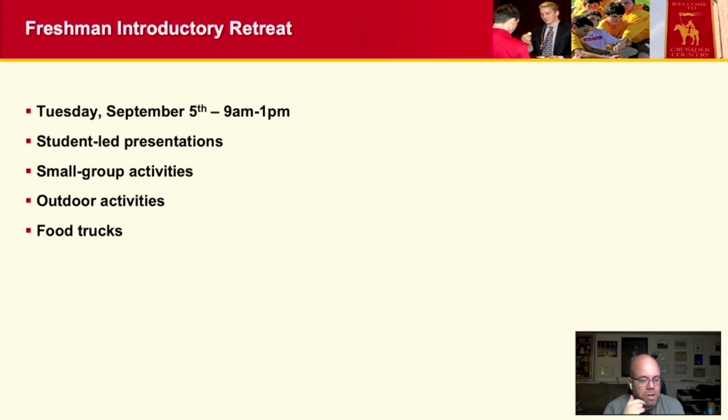It'll be a good opportunity for the boys to meet one another, those that haven't met a lot of their classmates. So it's definitely a good time. So that's next Tuesday, the 5th, from 9 to 1. I know you've already gotten an email from the admissions office, but I just wanted to plug that it'll be happening next week.